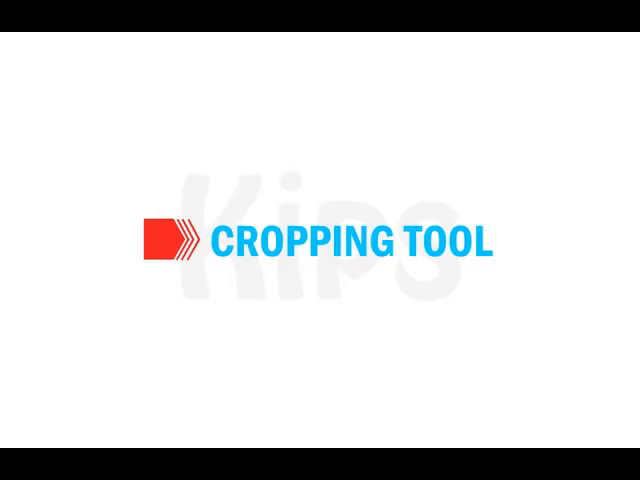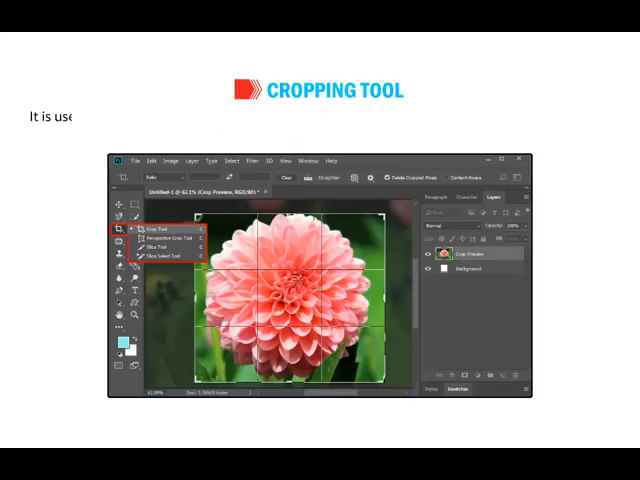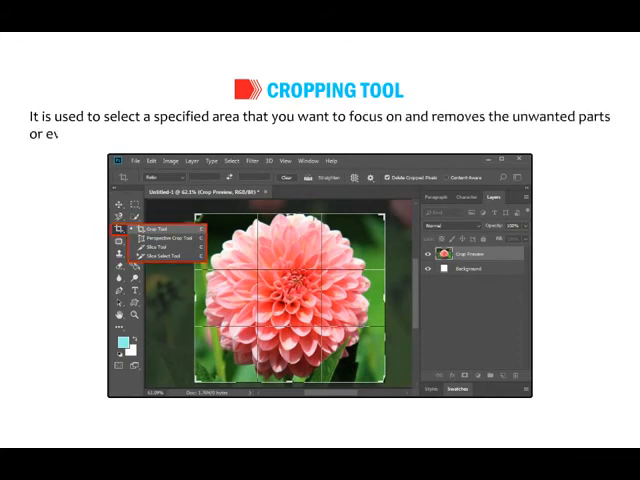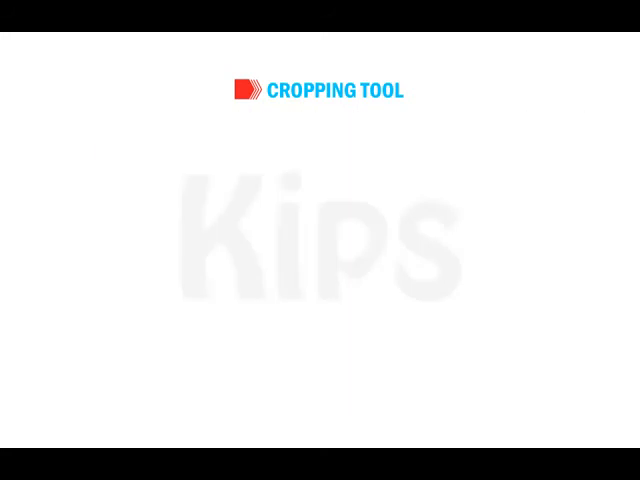Students, let's talk about the Cropping tool. It is used to select a specified area that you want to focus on and removes the unwanted parts or everything outside the selected area of a picture.